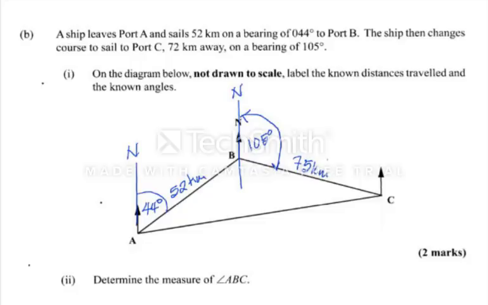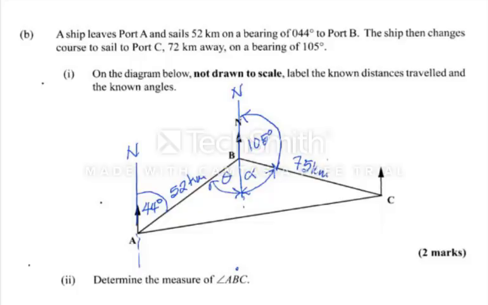Next, we're asked to determine the size of angle ABC. So this is the angle here that they're asking us to find. All right. Well, to find it, we're going to have to find it indirectly. We're going to have to find the two pieces and then add them together. Let's call this piece theta, and let's call this piece alpha. All right. Remember that two north-south lines are parallel.